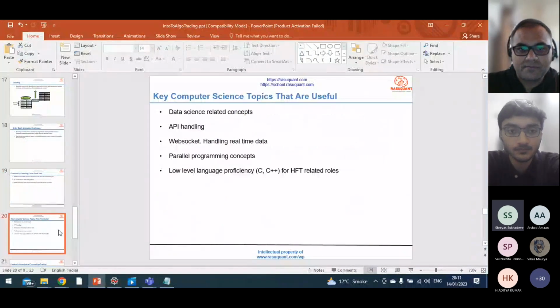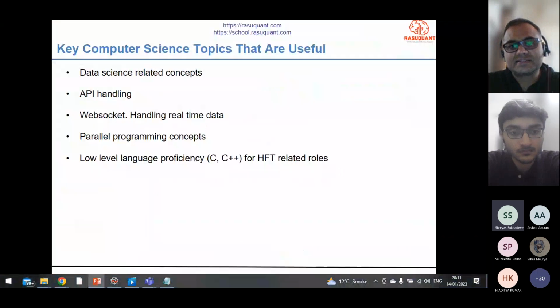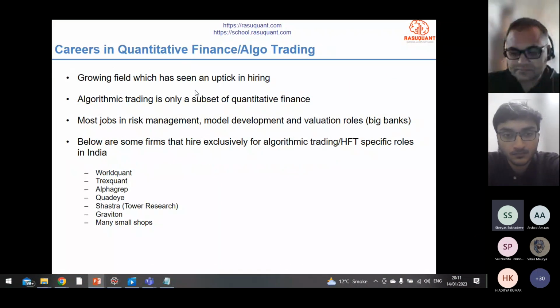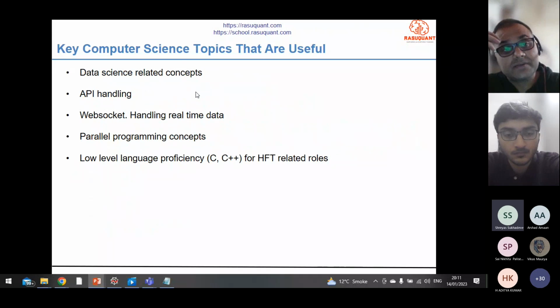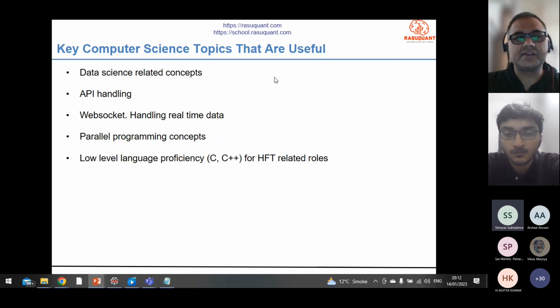So now towards the important part. What are all the skills that are useful in this field? Obviously, if you are in data science, most of you would be very proficient in data science related concepts. And if you know data science, you know 50% of algorithmic trading, because handling data is the most important thing in algorithmic trading. You should be able to handle historical data, real-time data, order data, risk management data. So if you are comfortable with handling data, that skill is very much required in this field.